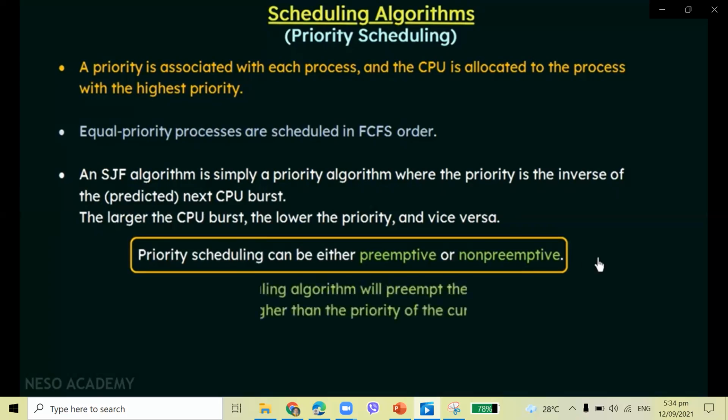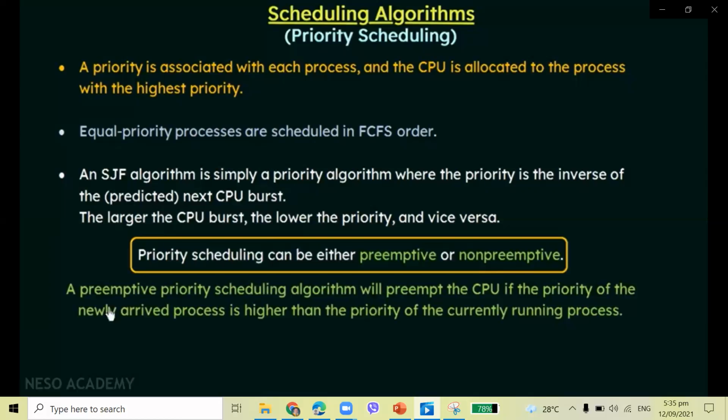So what happens in preemptive priority scheduling is that a preemptive priority scheduling algorithm will preempt the CPU if the priority of the newly arrived process is higher than the priority of the currently running process. So if the newly arrived process has a higher priority as compared to the process that is currently executing in the CPU, then the CPU will be taken away from that currently executing process and be given to the newly arrived process with higher priority. So that is what we mean by preemptive priority scheduling.